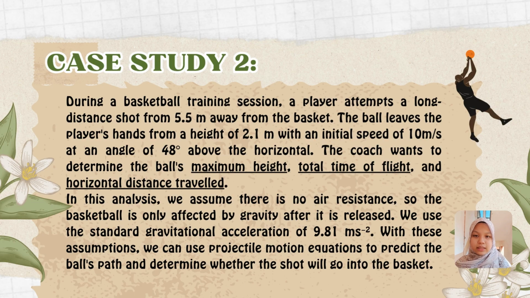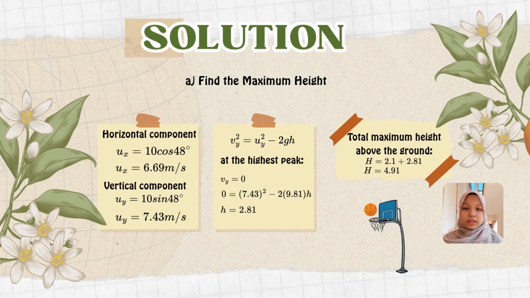In this analysis, we assume there is no air resistance, so the basketball is only affected by gravity after it is released. We use the standard gravitational acceleration of 9.81 meters per second squared. With these assumptions, we can use projectile motion equations to predict the ball's path and determine whether the shot will go into the basket. Now, I will explain the calculation used in our case study 2.